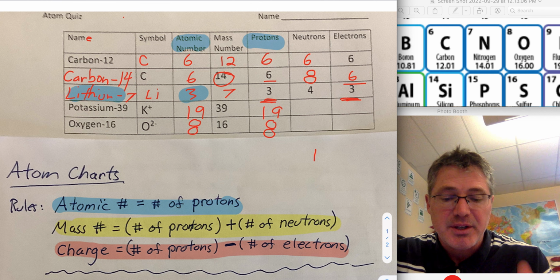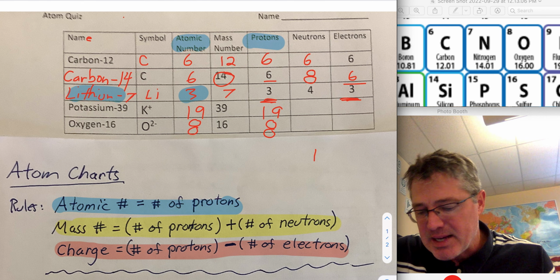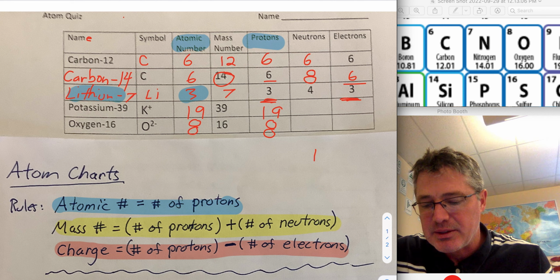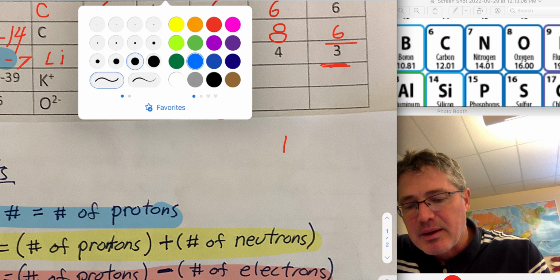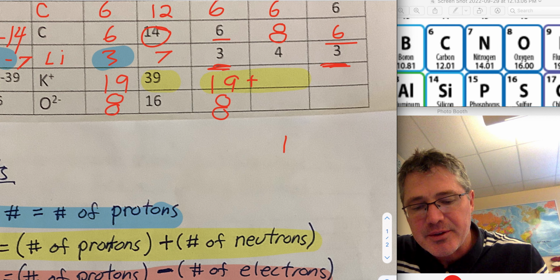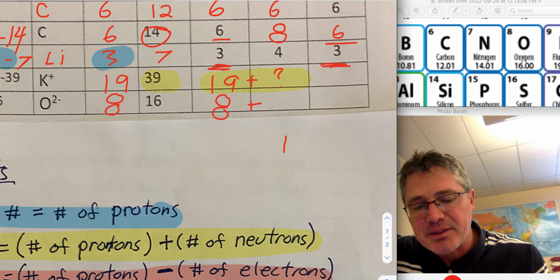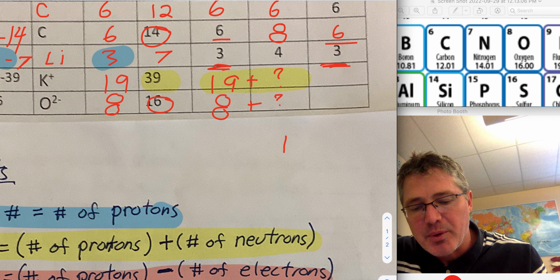Now we have to figure out neutrons and electrons, so let's jump into the mass number rule right over here, the yellow rule. The mass number rule tells us that the number of protons plus the number of neutrons is equal to the mass number. So in this case we're going to look at the mass number, right here, 39, and we're going to take 19 and whatever the number is for neutrons, we're going to add them together. So I'm going to put a little question mark right there. So 19 plus something is going to equal 39. Just like the one right below it, 8 plus something is going to equal 16. So we're doing the same kind of process for both of those questions.